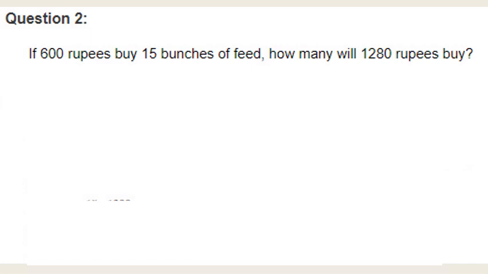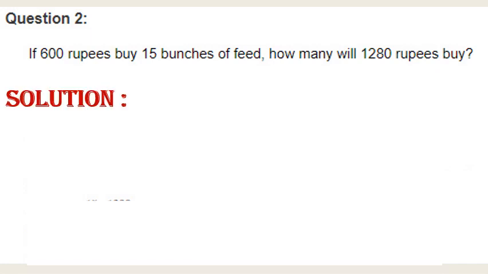Now let us move on to the next question. Question number 2. If 600 rupees buy 15 bunches of feed, how many will 1280 rupees buy? So if the rupees increase, we can buy more and more feed. Okay, so now they are directly related, so they are directly proportionate.